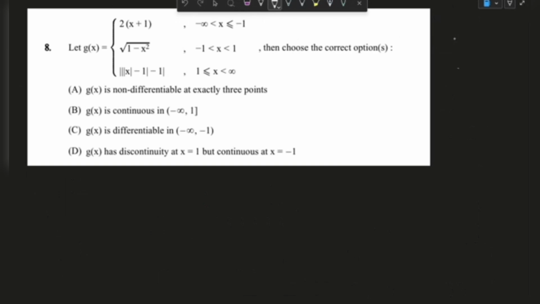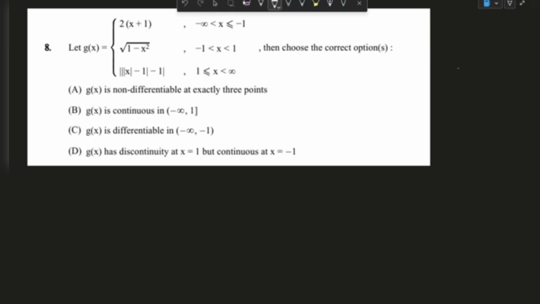So here is our next question. After a long time, we have a question on graph transformation. So it is pretty obvious. If you want, you can check all those conditions. You can do the endpoint checking. You can do root under 1 minus x square, so basically 1 minus x square greater than 0. But because in the third one there are multiple mods, in my opinion you should do it using graphs, because you guys know graph transformation, right?